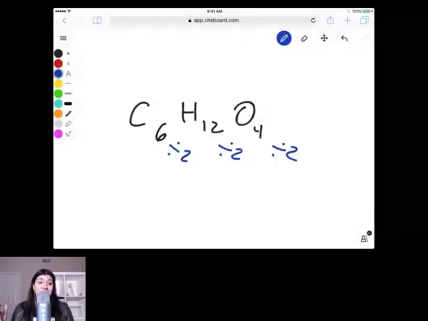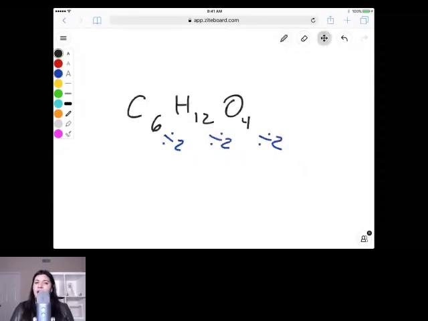Okay, we can divide by something, and then our empirical formula will not. We're not going to be able to divide by anything, really. It's just what it is. So the numbers are typically prime, or you just can't change it anymore.